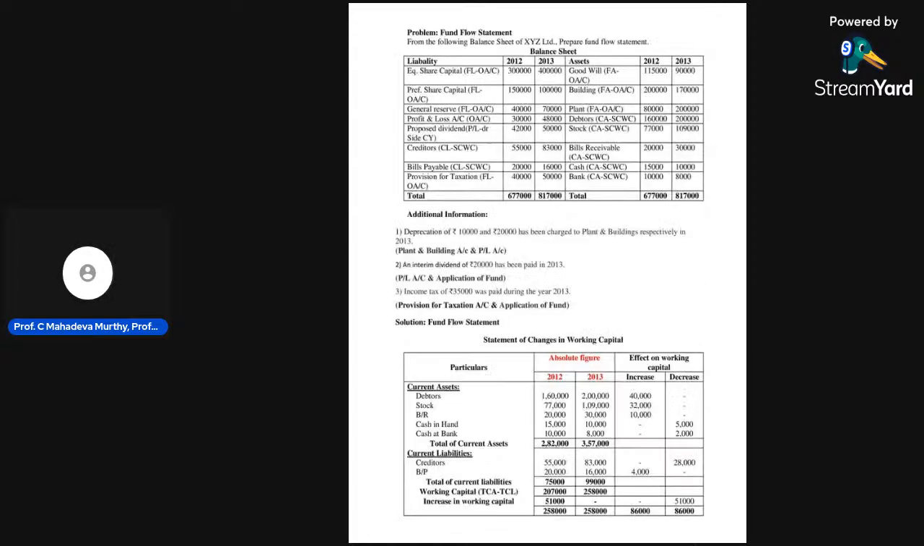Income tax paid, where is that? See the adjustment, income tax paid 35,000. Interim dividend paid 20,000. Then proposed dividend paid, probably previous year, 42,000. Then increase in working capital 51,000. The fund from operation on this side is 2,18,000.